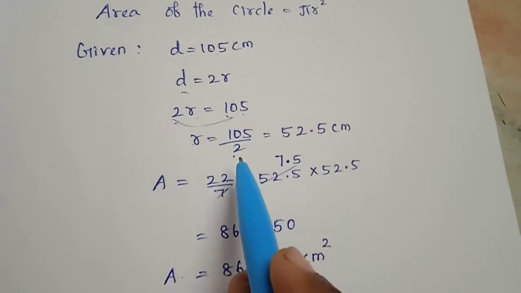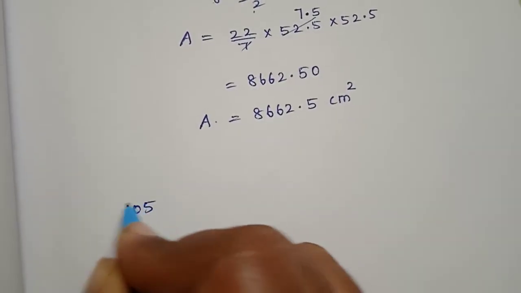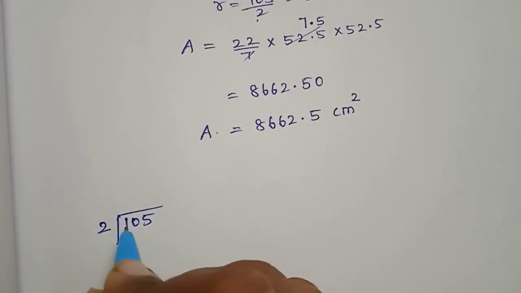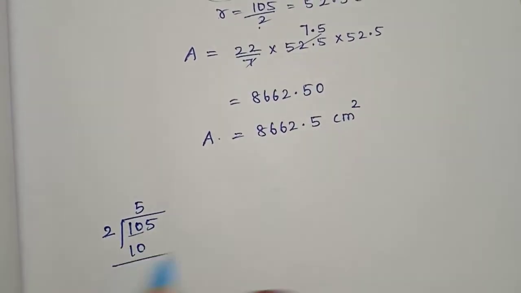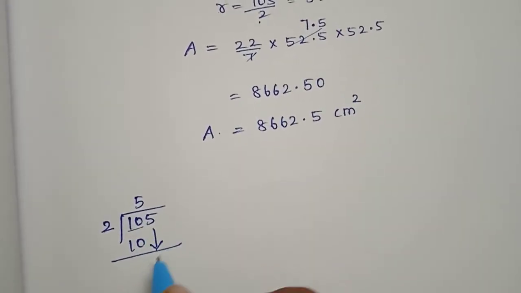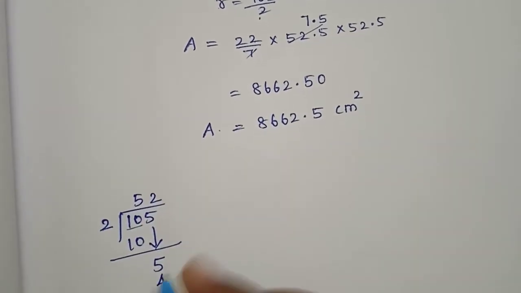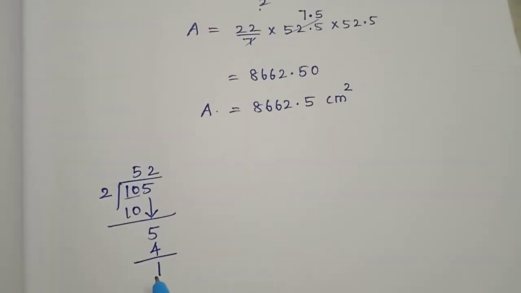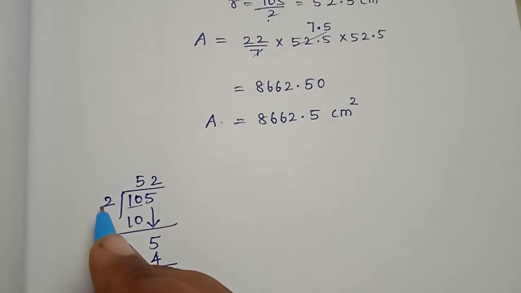Now we'll divide 105 by 2. We cannot divide 1 by 2, so we'll take the first two numbers. 5 2s are 10, remaining 0. Then we'll bring down 5. In 5 we have 2 times. 2 times 2 is 4, remaining 1. The remainder should be 0, but here we have only 1. It is not divisible by 2.